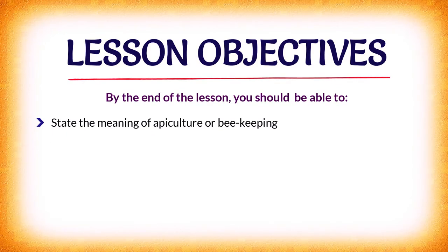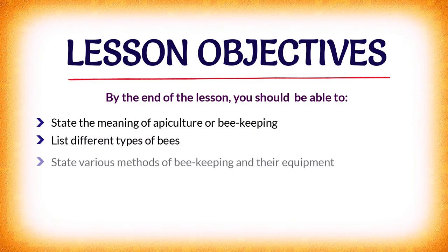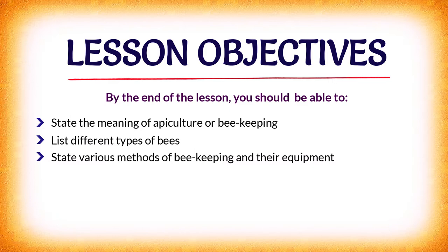The first part of this lesson is to enable you state the meaning of apiculture, otherwise known as beekeeping. Then you should be able to list the different types of bees. Then you should further be able to state various methods of keeping bees and the equipment used. And then lastly, you should be able to state the importance of beekeeping.